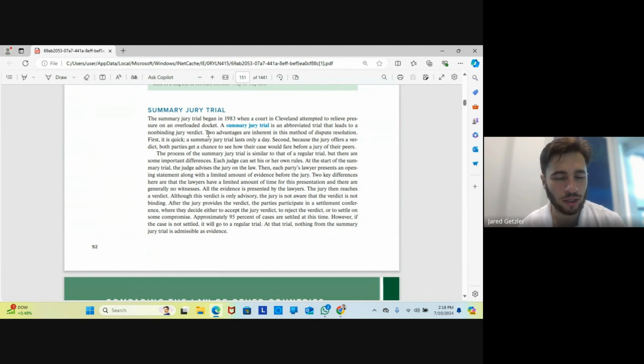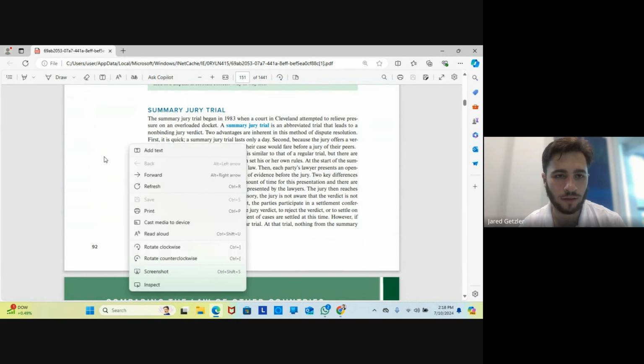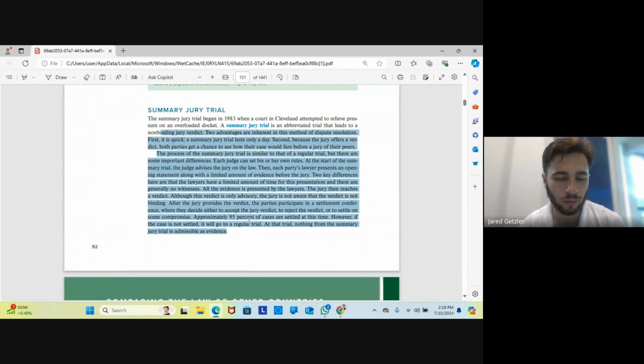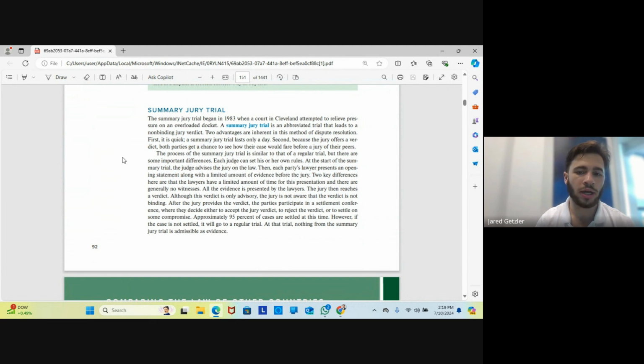Now, if it's not settled for whatever reason, let's say the defendant loses the case, the plaintiff wins, but the defendant believes that there could be evidence to support their side, they can go ahead and advance it to a regular trial in a court of law.